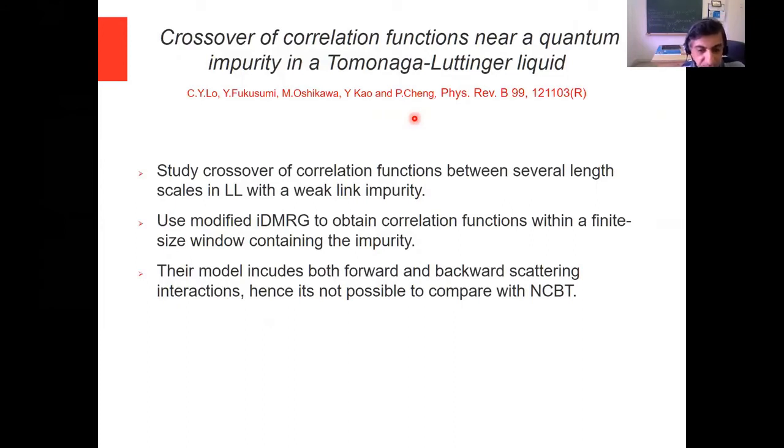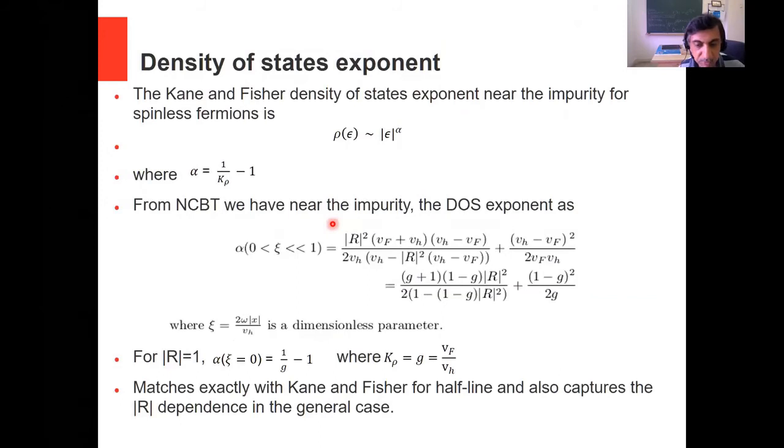So there's this other approach, this other work which we haven't compared with, but it's notable as well because they use the infinite DMRG for studying continuum systems directly without doing the lattice thing. Whereas the non-chiral bosonization gives you, so now what we're going to compare.